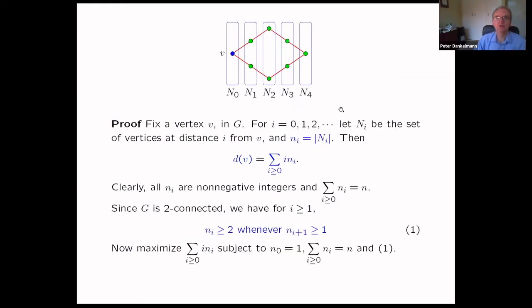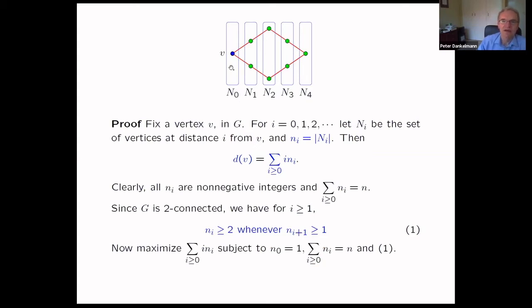So let's take a two-connected graph and pick a vertex V, any vertex. Now let N1 be the set of vertices at distance 1 from V, N2 the set of vertices at distance 2 from V, N3 the set of vertices at distance 3 from V, and so on, up to ND, if that's our diameter. And N0, of course, contains just V, which is the only vertex at distance 0 from V.